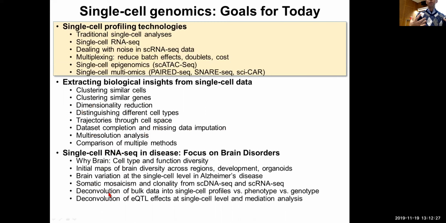So we're going to look at brain, just because it's an extremely important organ, it turns out. You're all using it right now. And it's also extremely diverse in terms of the cell types and the roles that they play. So it's extremely important to study at single-cell resolution. So we're going to look at initial maps of brain diversity and then brain variation in Alzheimer's and schizophrenia and bipolar, looking at somatic mosaicism in the brain, and then deconvolution of bulk data, and then deconvolution of the detail effect. Who's interested? Excited? Yeah.